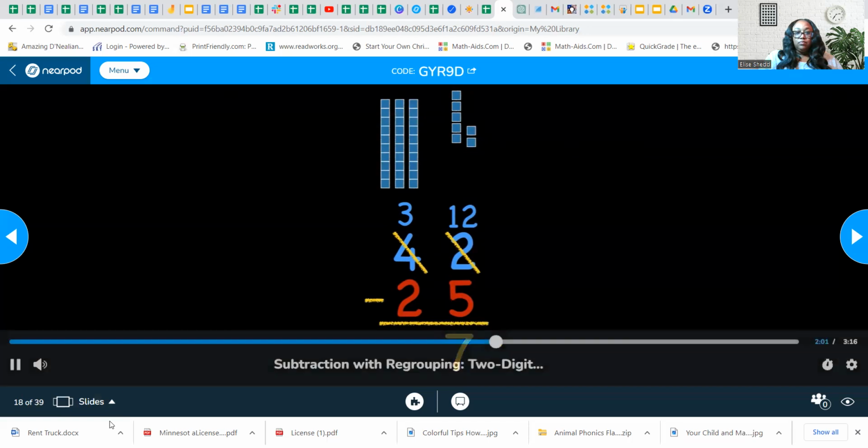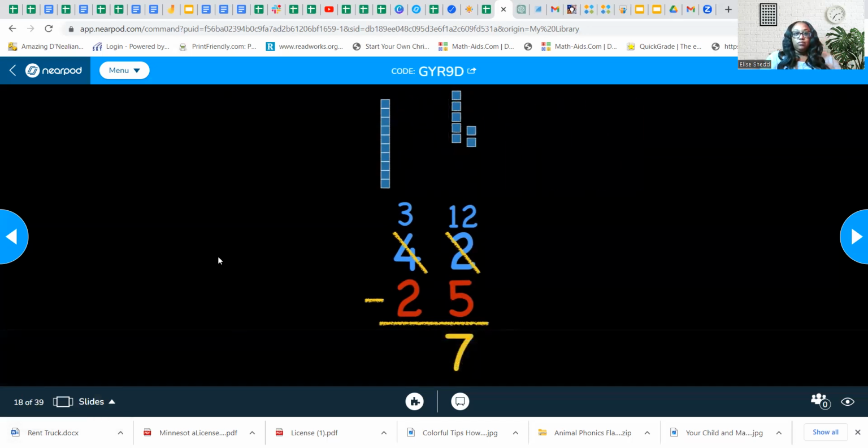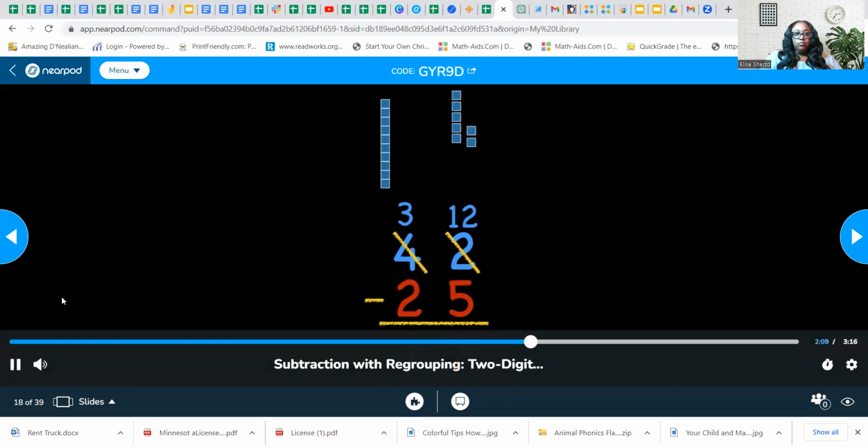Now let's move over to our tens, and we take away 2 tens. 1, 2, and we have just 1 ten. So the answer to our subtraction problem is 17.